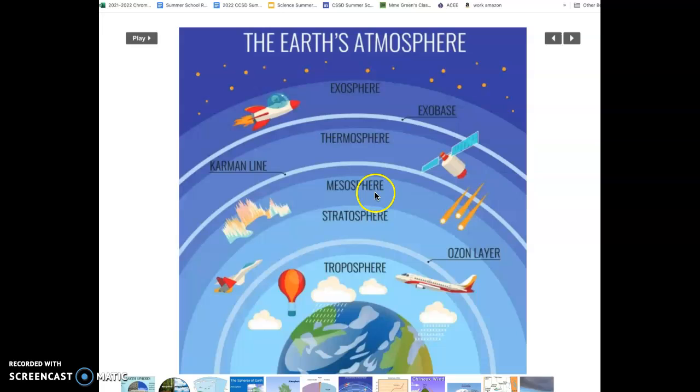So these are separated by temperature. Okay, did you hear that? It's one of your quiz questions. The layers of the atmosphere are separated by temperature. So if you see any of these words, troposphere, stratosphere, mesosphere, thermosphere, exosphere, those are all atmosphere words. Okay, exosphere is closest to space.